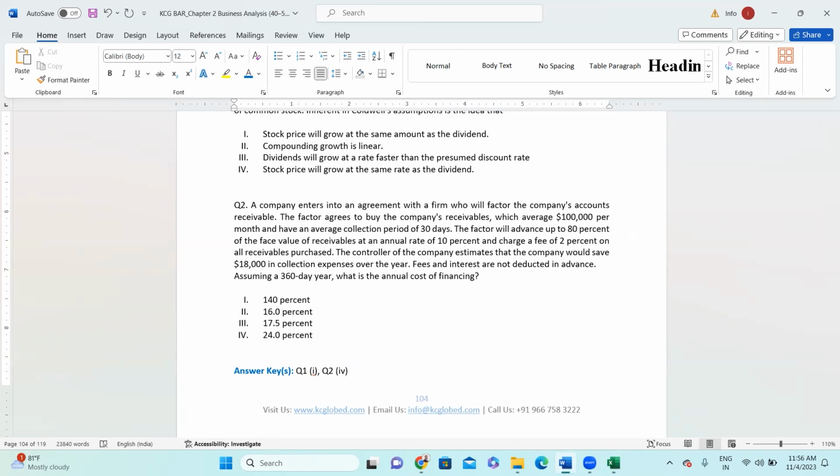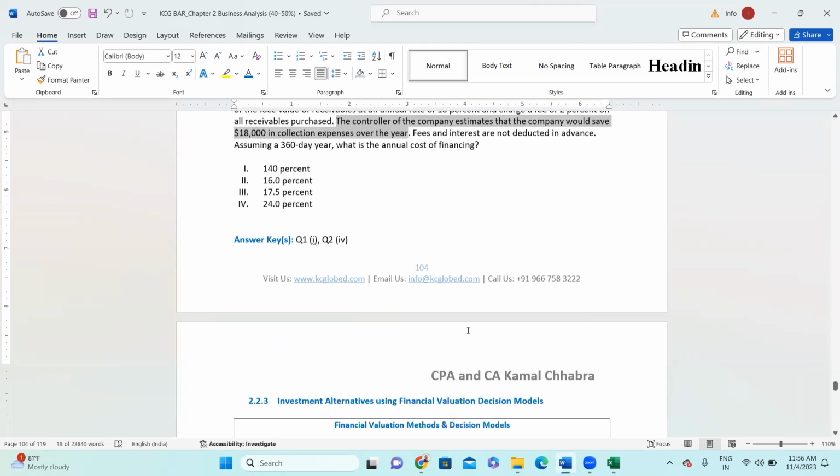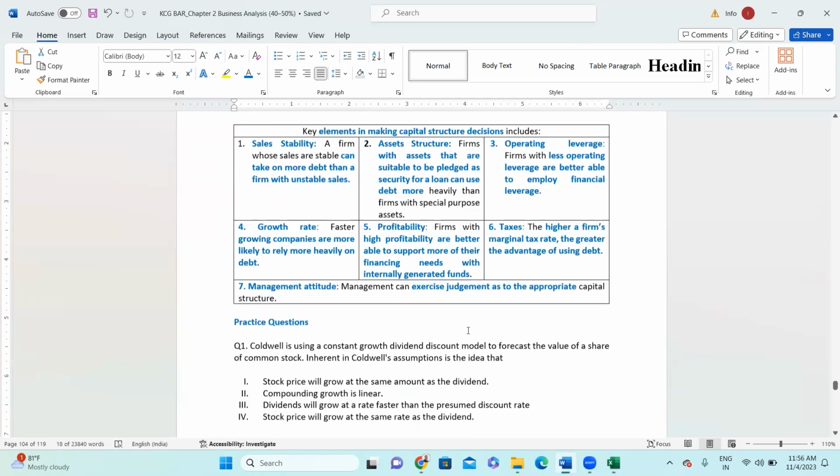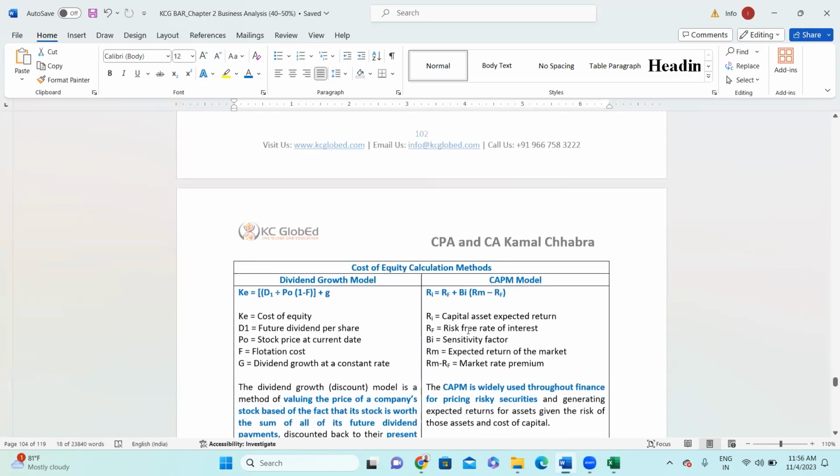In the question itself, it says the company would estimate saving 18,000 in collection, right? Won't there be a calculation for that? That is basically distractor information. Achha, okay. So they give you a lot of distractor information in complex questions. Right. So we are done with 2.2.2.